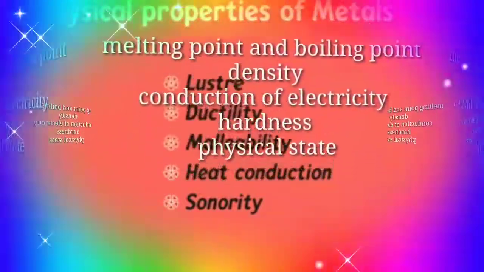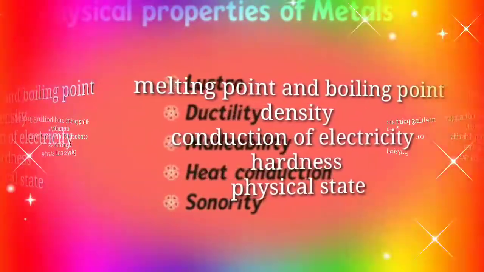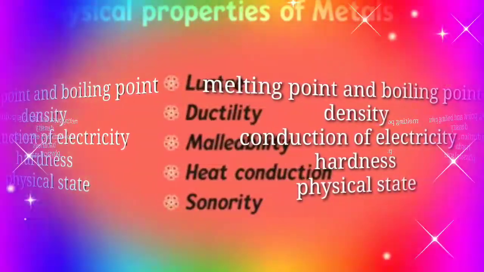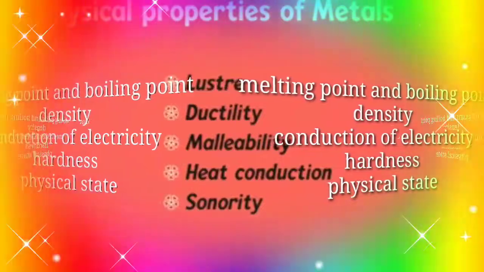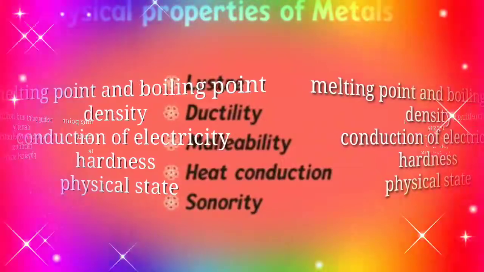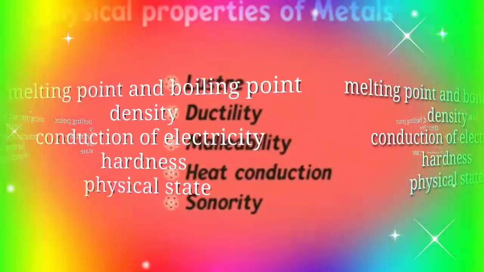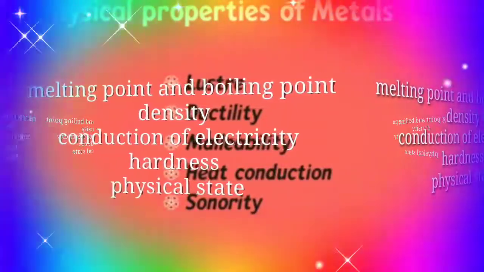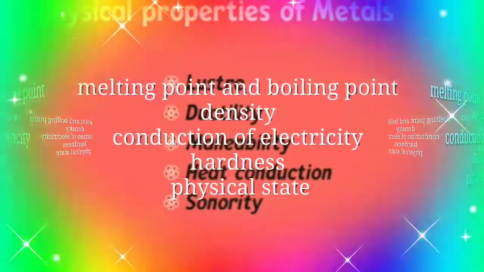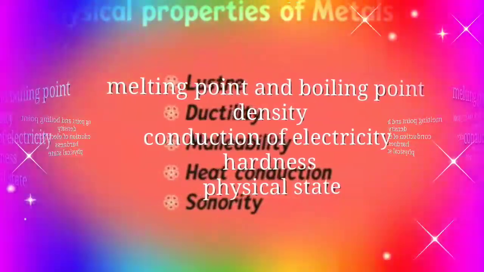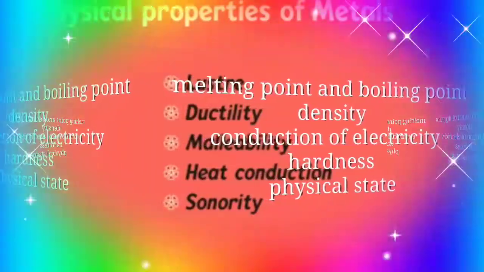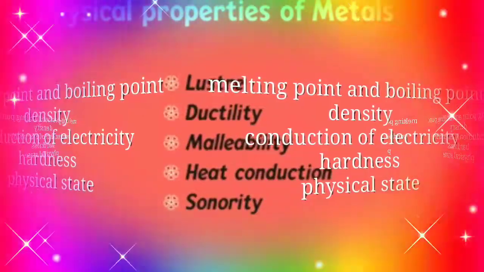Let us see the physical properties of metals. So students, there are mainly 10 physical properties, and we are going to see them one by one. The first property is physical state. Metals are hard, whereas non-metals are not hard. Under ordinary temperature, metals stay in solid state. However, metals like mercury and gallium are exceptions, which are in liquid state even at room temperature.